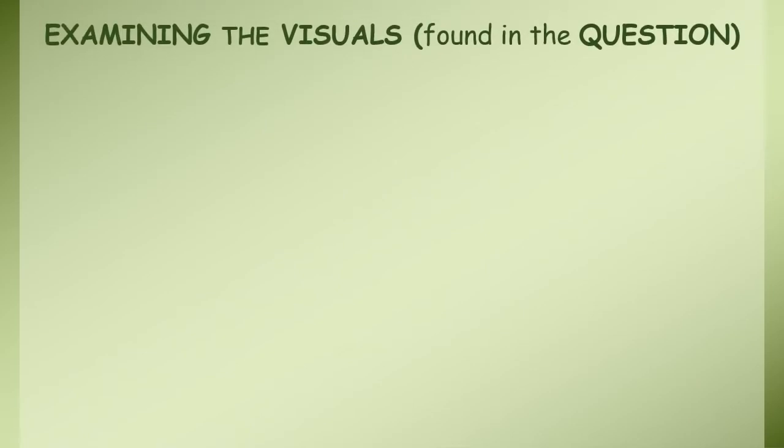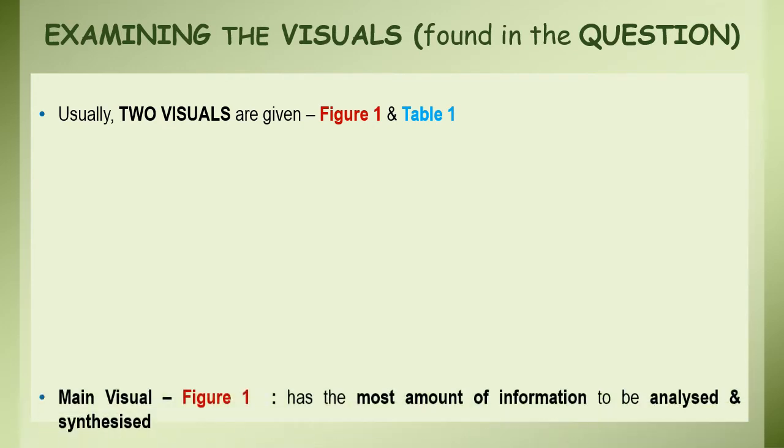Let us examine the visuals given in this question. There are several things you have to consider while you're doing that. Usually, 2 visuals are given. In this question, the visuals are called Figure 1 and Table 1.